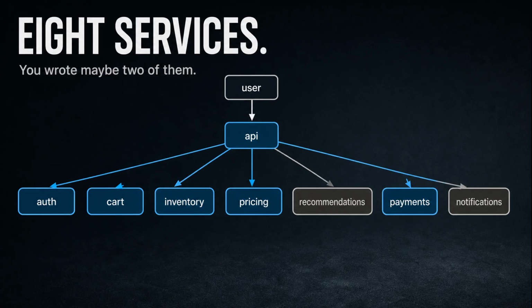And the system is not one box anymore. Take a real checkout request. It lands on the API gateway, then hits auth, cart, inventory, pricing, recommendations, and payments, and triggers notifications on the way out. 8 services for a pair of socks, and you wrote maybe 2 of them. And every one of them is logging into its own file.